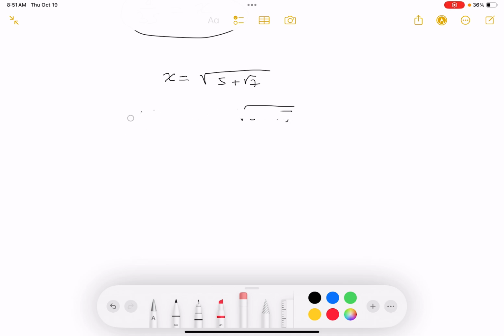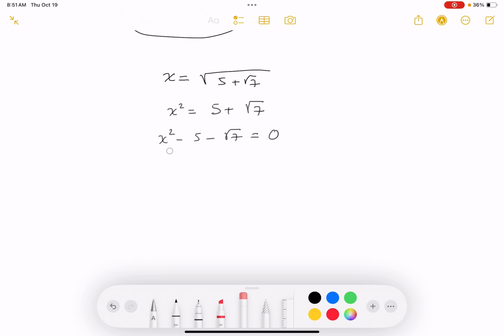So what do I got to do now? I'm going to square both sides. And what would you get there? You get x squared is equal to 5 plus root 7. And by the way, you might say, oh, I have a degree 2 polynomial now. And you might say x squared minus 5 minus root 7 is equal to 0, and that's your polynomial. No, it's got an irrational number there, so that's no good.